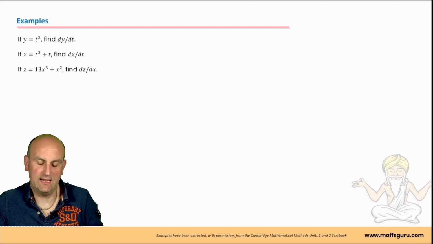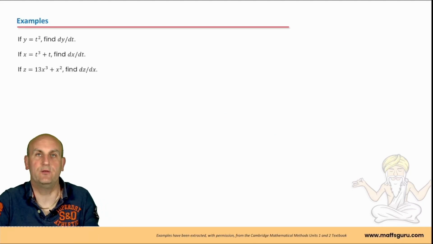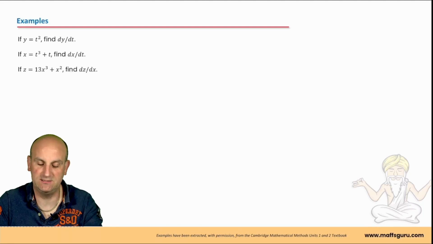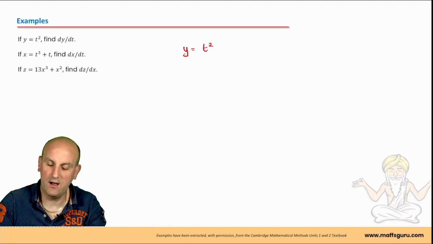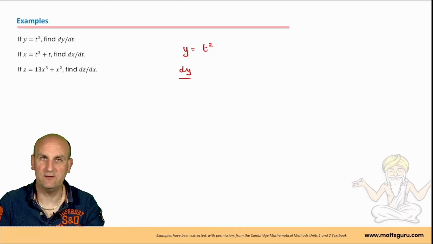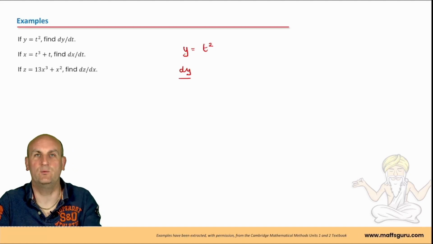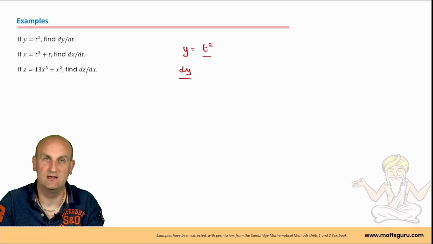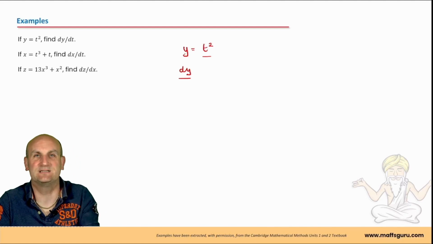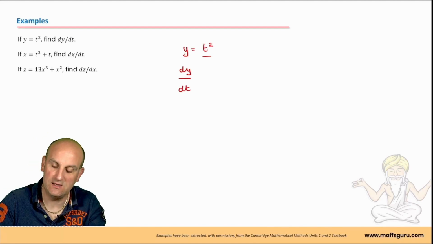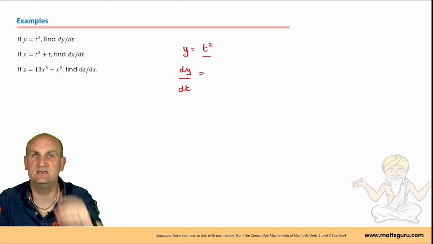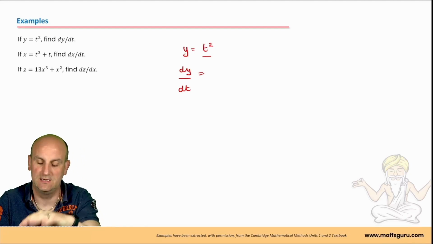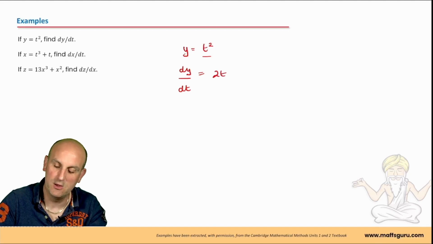If we look at this one here, we can also change the letters. There's another way to try and trick you, which is by changing the letters. So if we have y equals t squared, I can't write dy by dx, because we don't have x in this. I can't differentiate y with respect to x because I've got t squared. So here, I have to do dy by dt. But the rules are exactly the same. I don't care what the letter is. The process is multiply the power by the coefficient and take one off the power. So that would just become 2t.